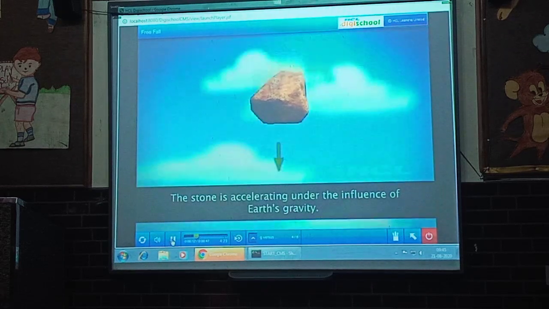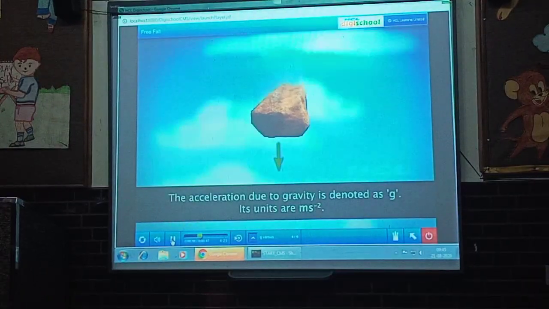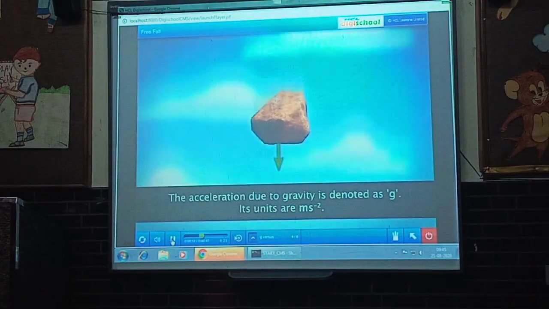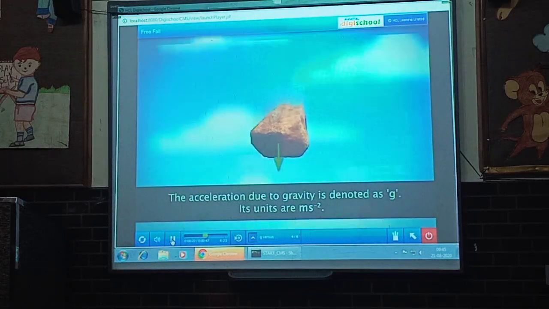to whom the object is accelerating. This acceleration is represented as g, and its units are similar to that of acceleration, that is, meters per second square.